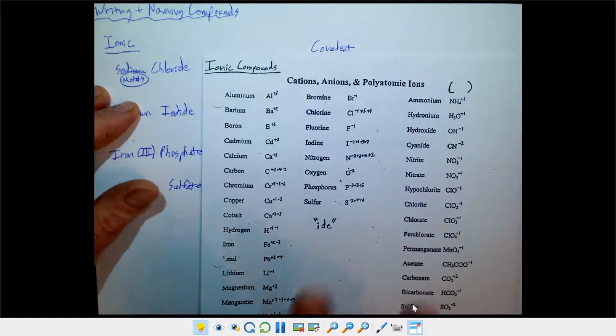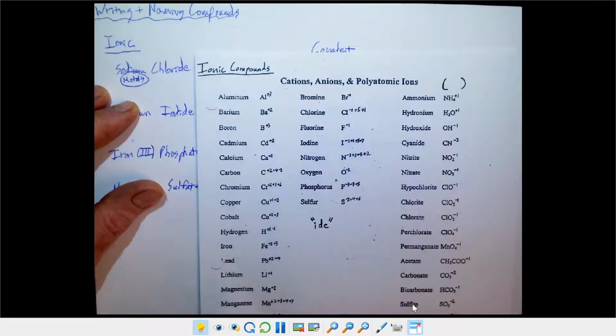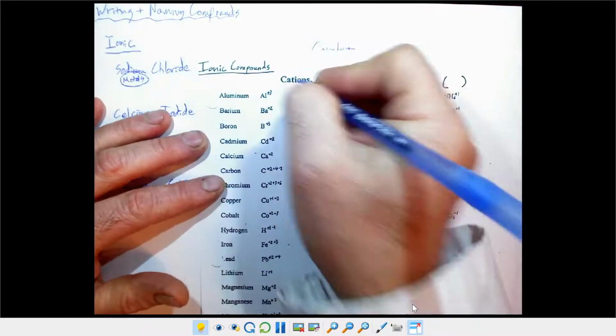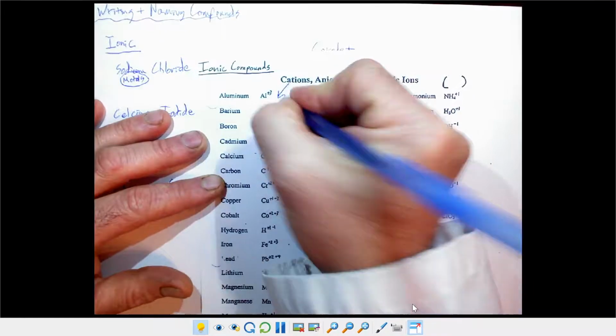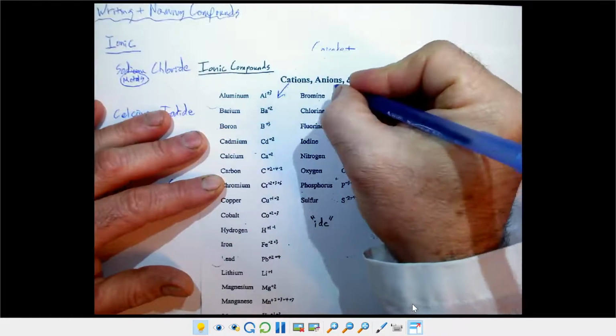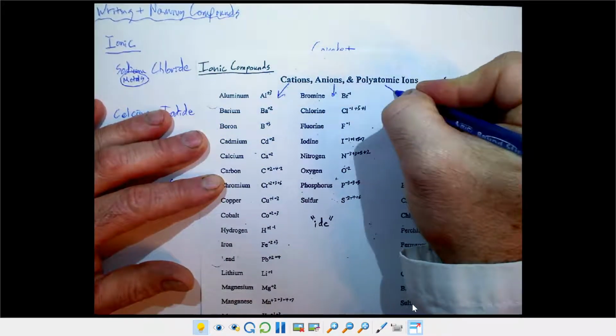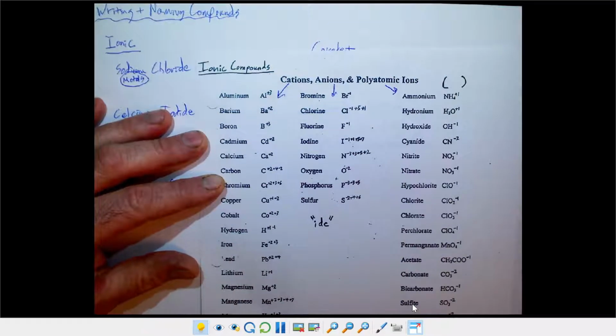We're going to just use this sheet, our ion sheet, to figure out what it is. Notice that there's some words up here: cations, anions, and polyatomic ions. Cations are anything in the first column. Anions are anything in the second column. And polyatomic ions are anything in the third column. Pretty easy, right? Well, what do you notice about the pattern?